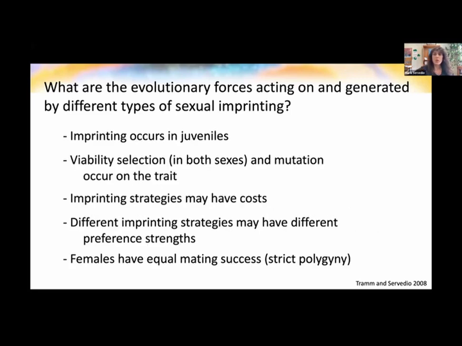And there are a number of other assumptions, and I'm going to touch a little bit more on these later, but these are things like whether viability selection was occurring, whether imprinting strategies had costs, which for the stuff I'm telling you about, I'm assuming they don't. The one on the bottom is important. I assume that females have equal mating success or strict polygyny, which is common in many empirical systems.